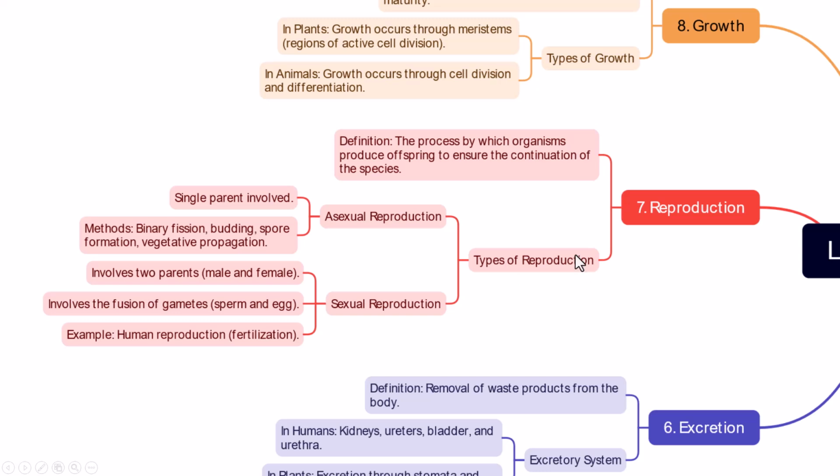So then there is the type. First is asexual reproduction and then sexual reproduction. Asexual reproduction involves only one parent. It is written here. And in sexual reproduction, it involves two parents, male and female. The methods are given here, and examples in sexual reproductions are mentioned.